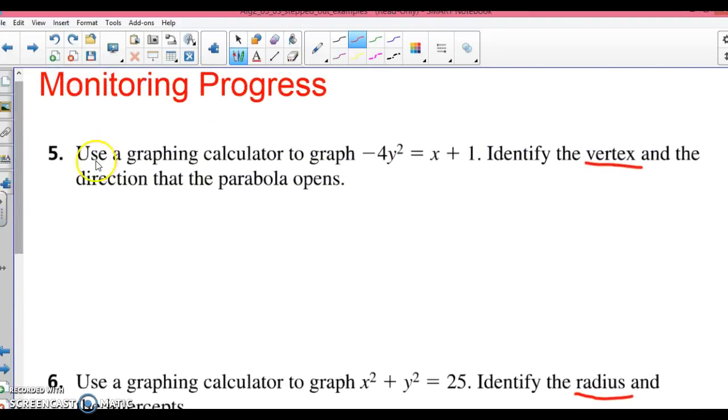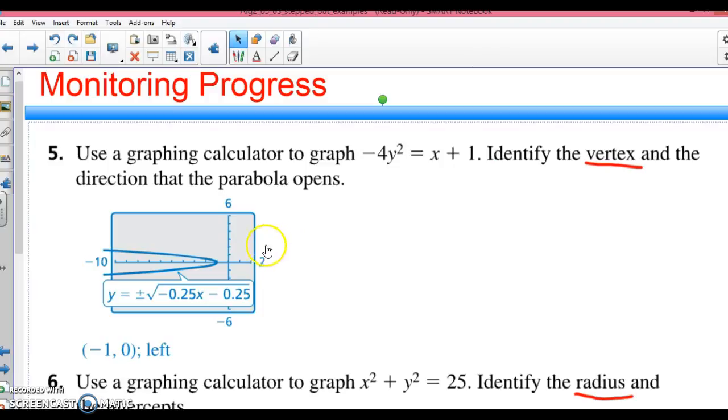Okay, so now back up to number 5 and my parabola. So the vertex. When I graph this equation, I can see that this opens to the left, and my vertex is at negative 1, 0. And soon we're going to talk about where these points are in this equation, so we don't have to do all of the graphing.